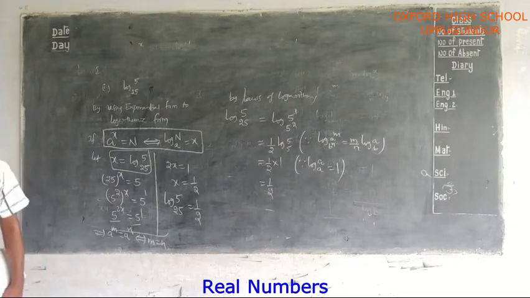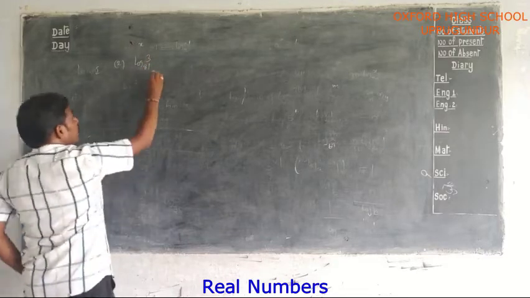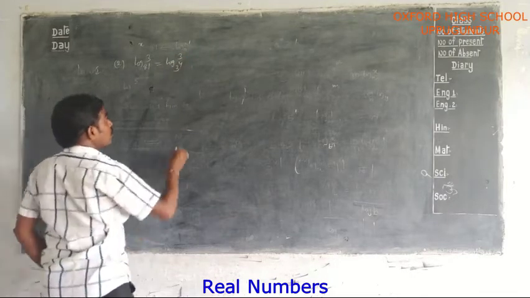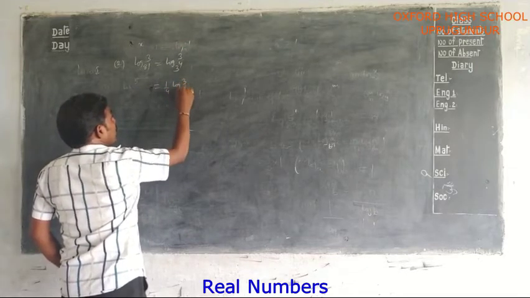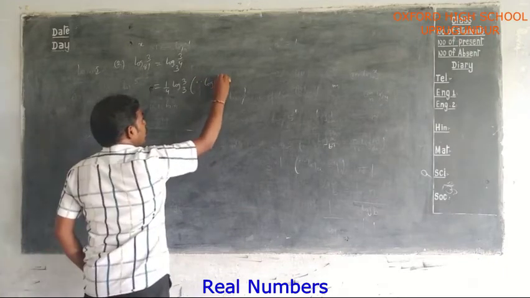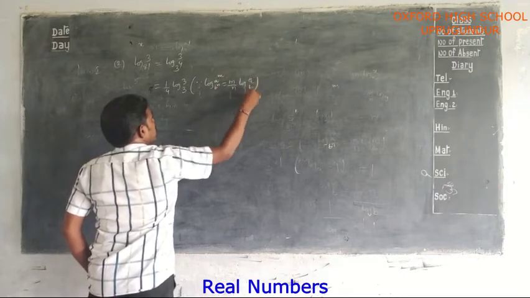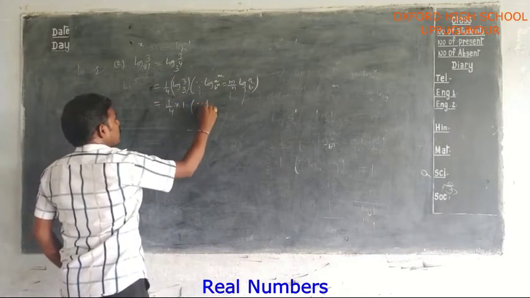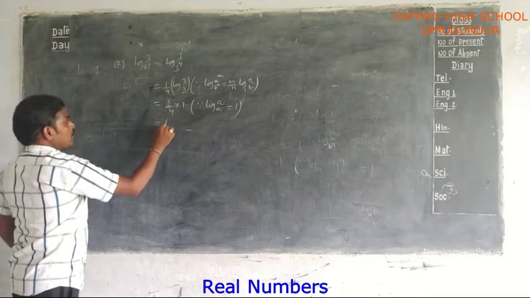Log 3 base 81. Next. So by using the logarithmic formula, for log 3 base 81, you can write 81 as 3 power 4. Here there is no power, means 1. You can write log 1 by 4 into log 3 base 3. Here we are using the law of logarithm as log a power m base b power n equals m by n into log a base b. Again 1 by 4 into log 3 base 3, the value is 1, because log a base a equals 1. Now 1 by 4 into 1, 1 by 4.